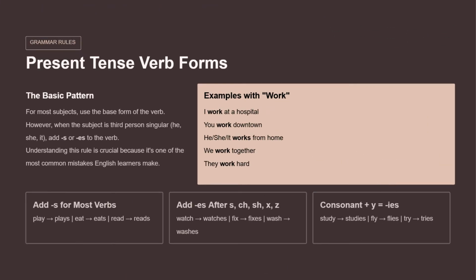Now let's focus on some grammar rules. Present tense verb forms. The basic pattern. For most subjects, use the base form of the verb. However, when the subject is third person singular, he, she, it, add s or es to the verb. Understanding this rule is crucial because it's one of the most common mistakes English learners make.